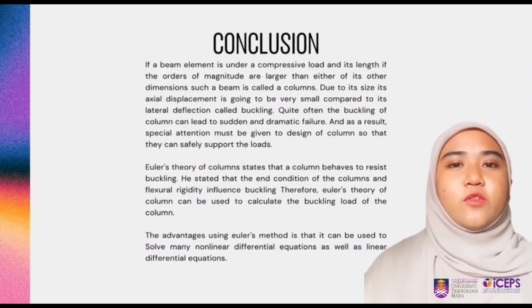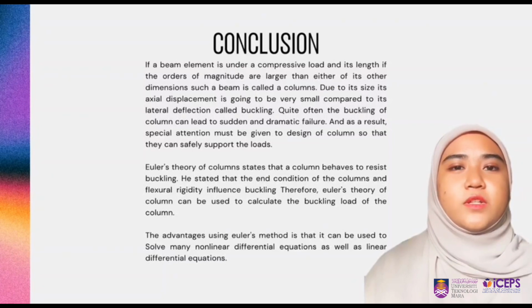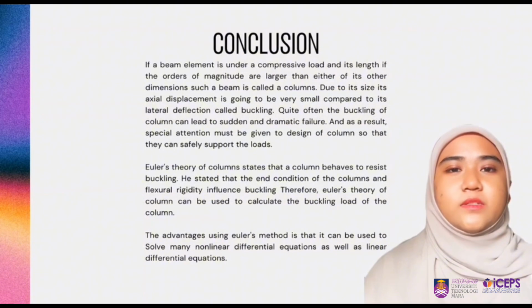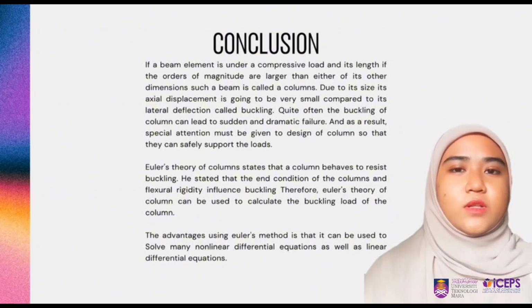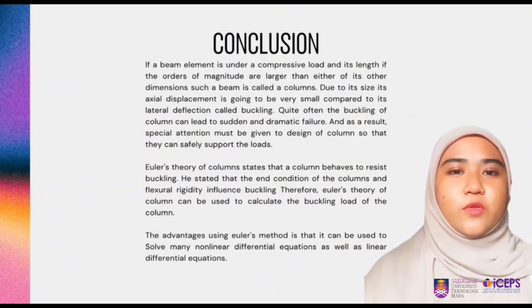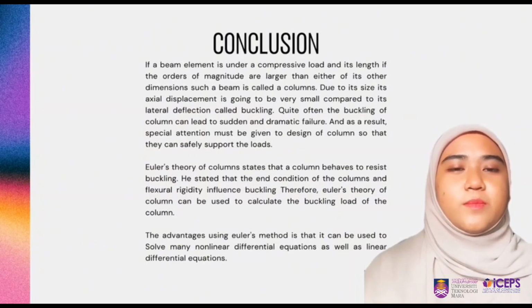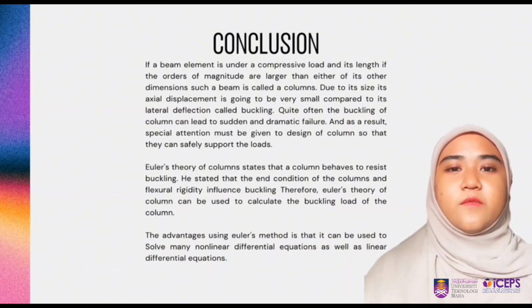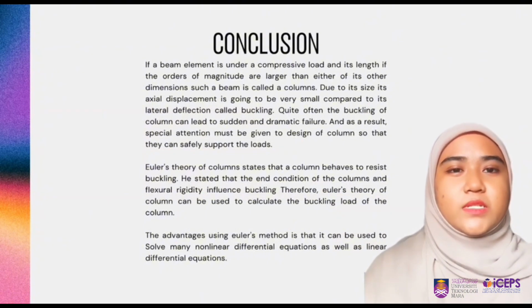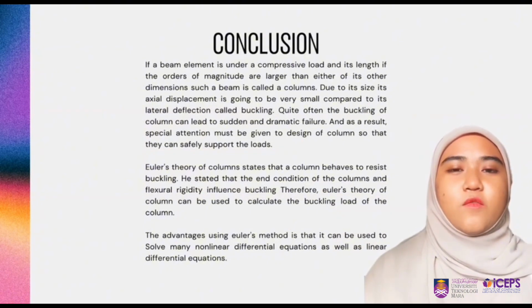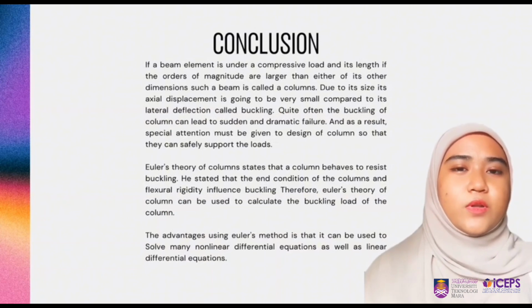The conclusion we can draw for Euler's theorem for an axially loaded column with both ends pinned is, if a beam element is under a compressive load and its length is of an order of magnitude larger than either of its other dimensions, such a beam is called a column. Due to its size, its axial displacement is going to be very small compared to its lateral deflection, called buckling. Quite often the buckling of a column can lead to sudden and dramatic failure. As a result, special attention must be given to the design of columns so that they can safely support the load.